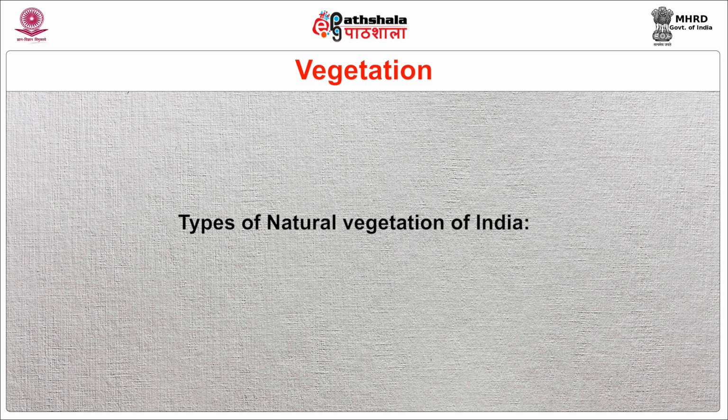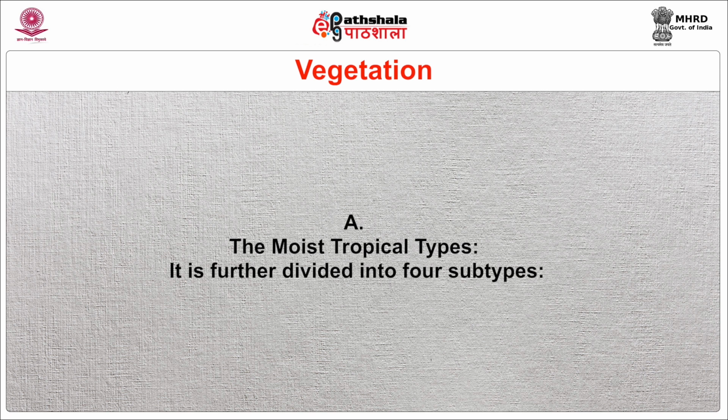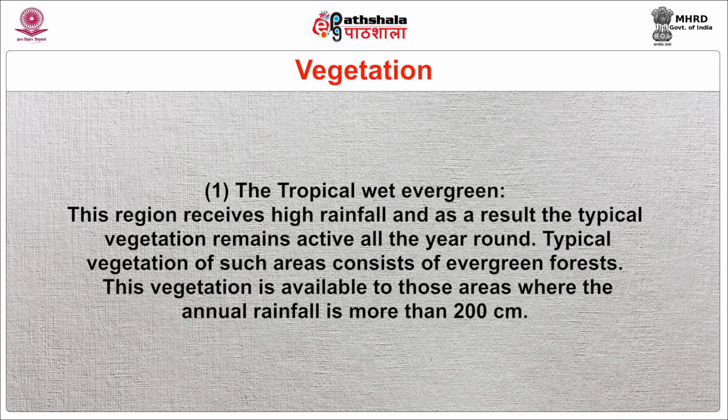Now let us discuss the various types of natural vegetation of India. The first one is the moist tropical type. It is further divided into 4 subtypes. Out of that, the first is tropical wet evergreen. This region receives high rainfall and as a result, the typical vegetation remains active all the year round. Typical vegetation of such areas consists of evergreen forests.